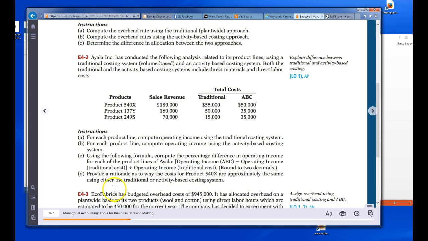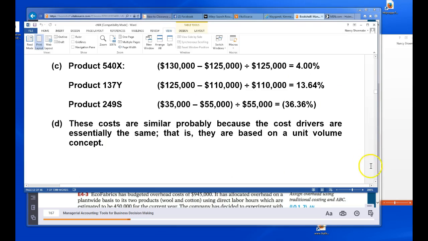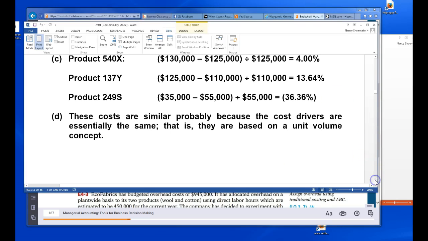Next, in D, provide a rationale as to why the costs for product 540X are approximately the same using either traditional or activity-based, because that first product really didn't change that much. Probably they're similar because the cost drivers are the same. So they based it on a unit volume concept, which is the same for ABC and the same for traditional based.